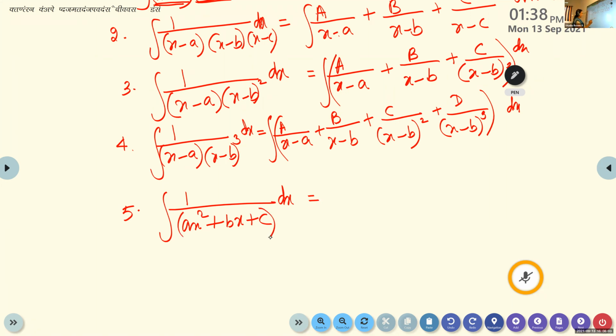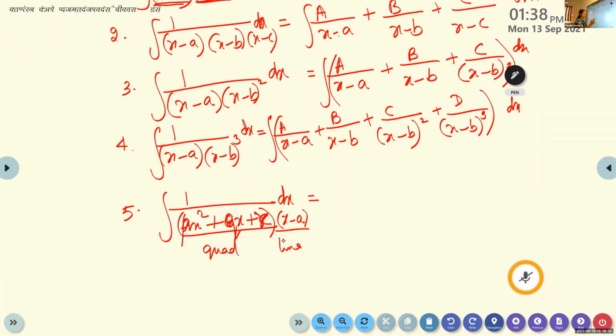Children, you change it as p, q and r. So in linear, you take it as x minus a. Px square plus qx plus r into x minus a. Suppose we have one quadratic and one linear. So we have a product of 2 things. Here also the condition is satisfied. The degree of the numerator is less than the degree of the denominator.